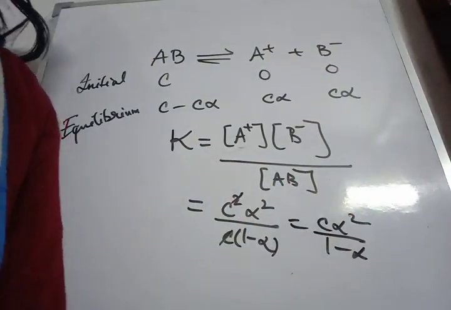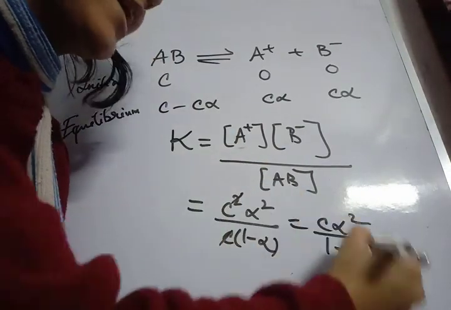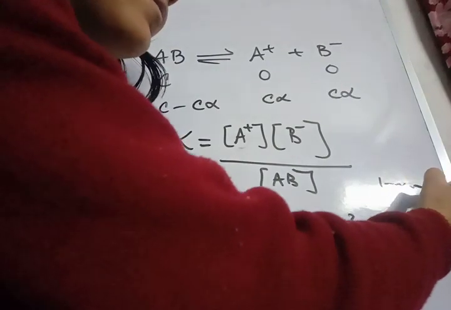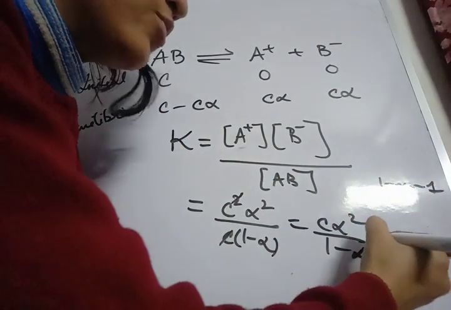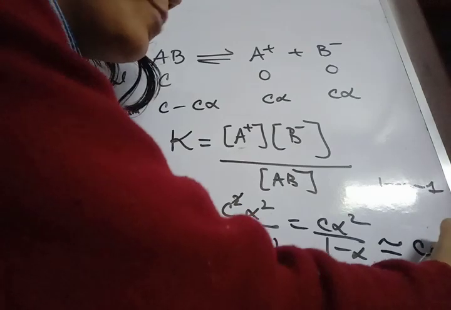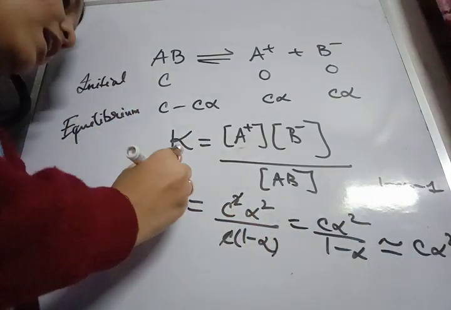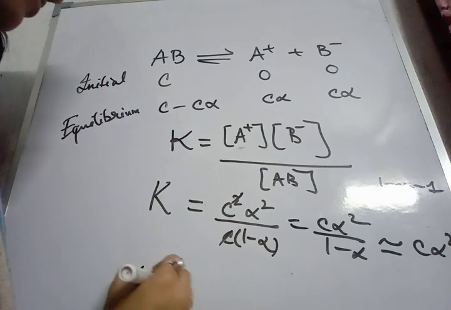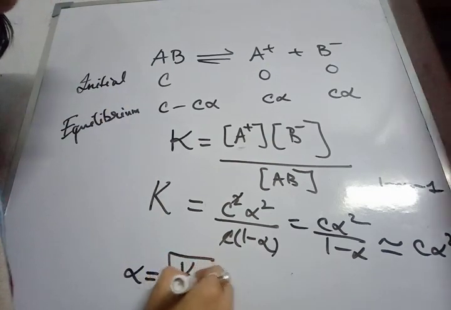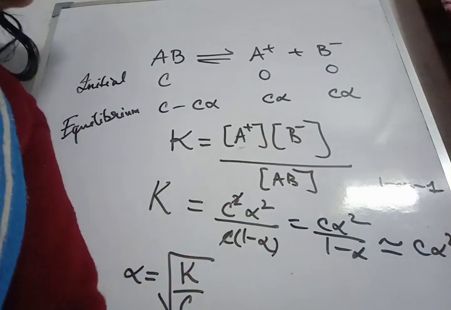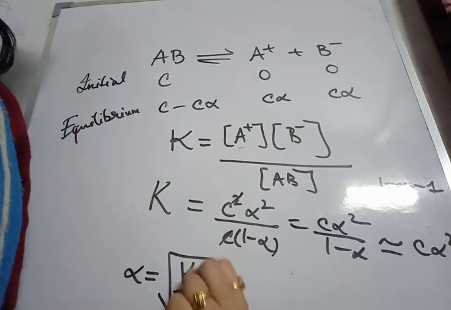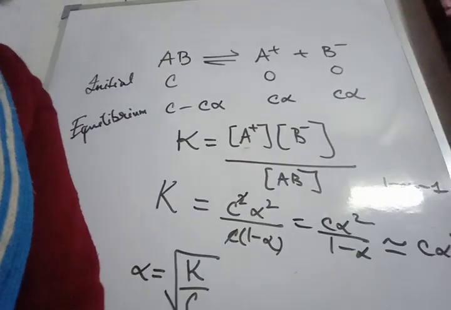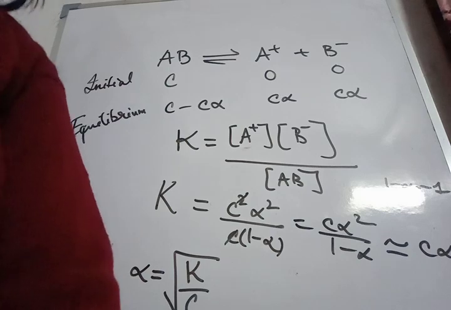Now for a weak electrolyte, this alpha is very small. So I can take this 1 minus alpha term approximately equal to 1. We can ignore this alpha value. So K is equal to C alpha square. Or I can write alpha equals root over K by C, where K is a constant. K is basically the dissociation constant and C is the concentration, okay, in moles per liter.